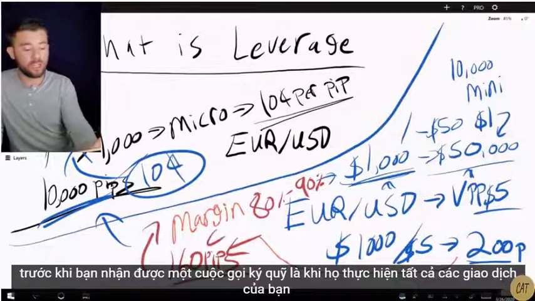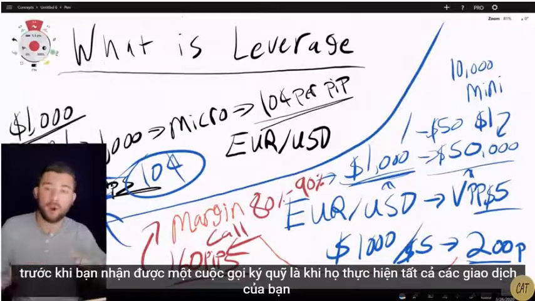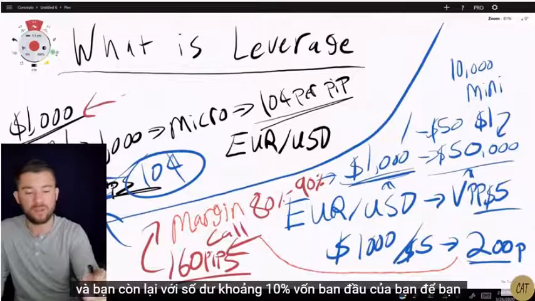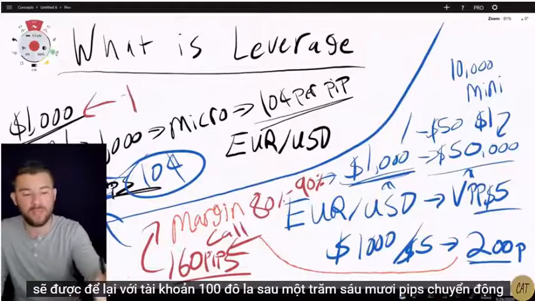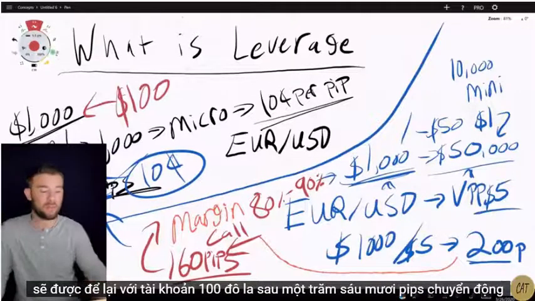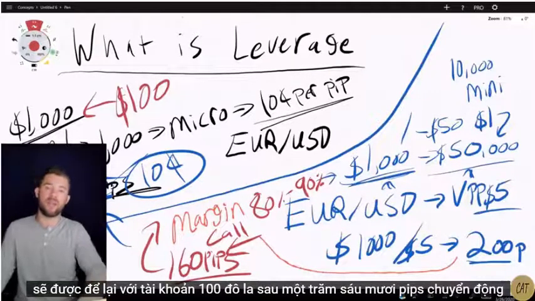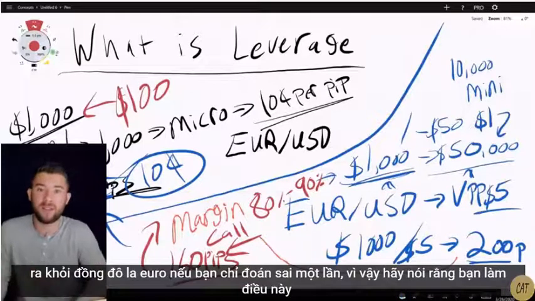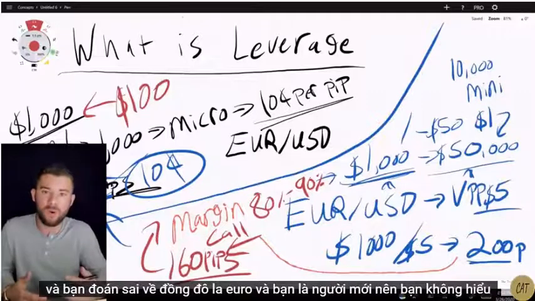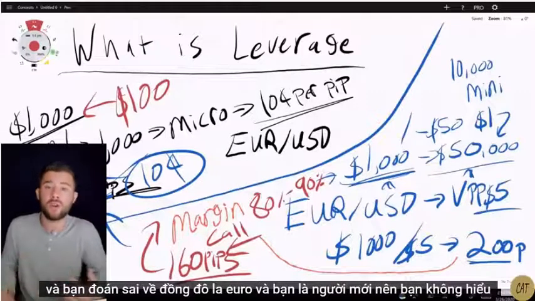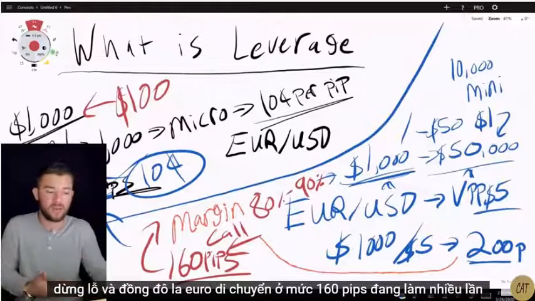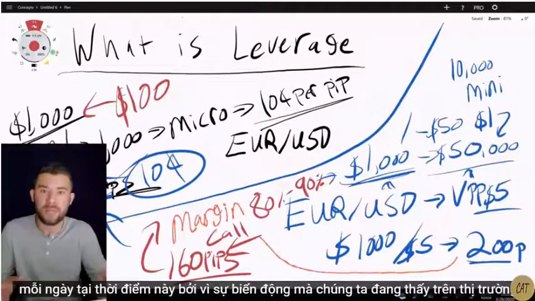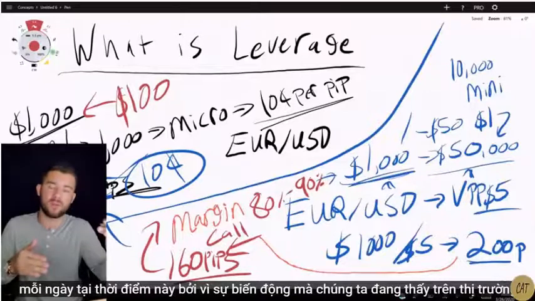get a margin call, which means they take all the trades you make and you're left with a balance of about 10% of your original. So you end up with a $100 account after 160 pips of risk. If you just had one wrong guess. So let's say you do this and you guess wrong on the euro dollar. You don't understand stop losses, and the euro dollar loses 160 pips, which it's doing multiple times every day at this point because of the volatility we see in the market.